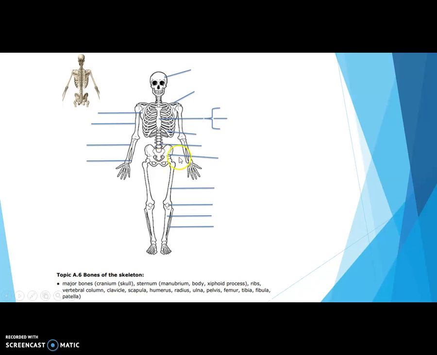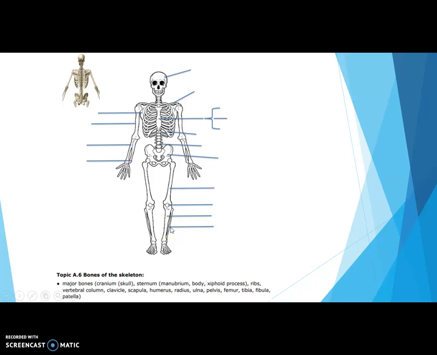This bone is your pelvis bone. Then we have your femur, your patella, your tibia, which is your weight bearing bone at the bottom. So this is your tibia, this big thick one. This one here is your fibula.